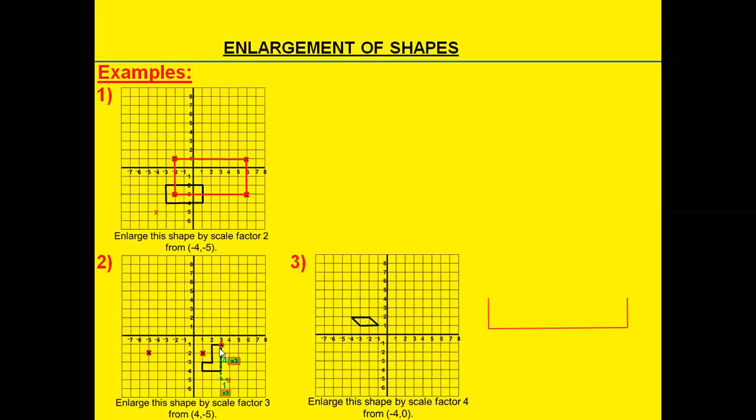And you do the same for all the other points. 1 left 4 up becomes 3 left and 12 up, because 4 times 3 is 12. That point, look, it's 1 unit away from this, it becomes 3 units away. And you continue the same for all the other vertices. Then you match them when you're done. This is the new shape.